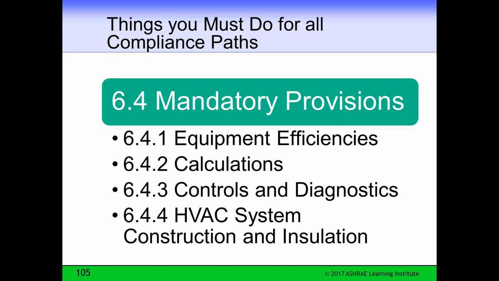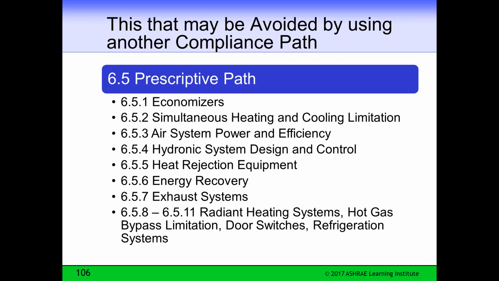So, things we must do for all compliance paths. We've got to do the mandatory provisions, which include the equipment efficiency, the calculation requirement, controls and diagnostics, and HVAC systems construction and installation. Then this is the prescriptive path, and this prescriptive path we can avoid by using other compliance paths. So you can see a breakdown of the list.